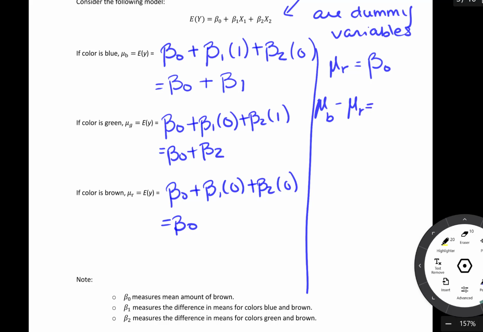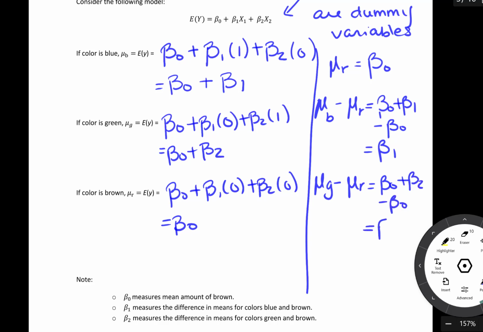Well, notice in this case, if I take what I got for blue, which is beta naught plus beta 1, minus what I had for brown, I'm just left with beta 1. And then I could do the same thing for the green. So I could look at the mean difference between the green and the brown, and I would get the following. And so by looking at this, really what this is doing is helping us find the interpretation of our coefficients.